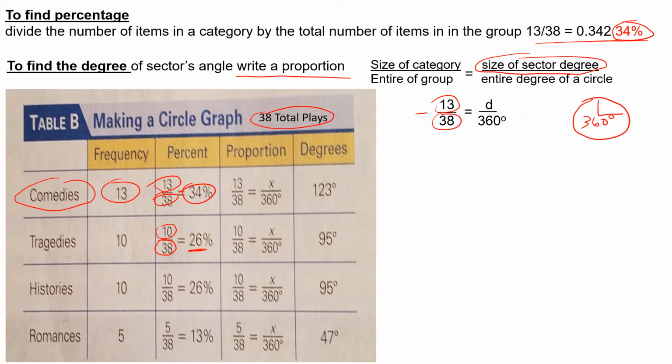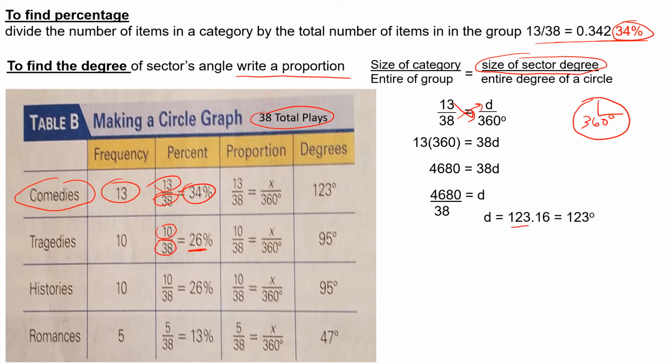Okay, so let's go on. Now we've got this proportion here. Anytime you have a proportion, all you have to do is cross multiply. So you take 13 times 360, and then you take 38 times D. You can always do that when you have proportions. Then do your math. 13 times 360 is 4,680. We're solving for degrees, so we divide both sides by 38. Plug that into your calculator, and you end up with something like 123.16. You round, and so your sector degree will be 123 degrees. So that's how they're getting the 123 degrees. Now they're using X here. I used D in my example because D represents degrees.